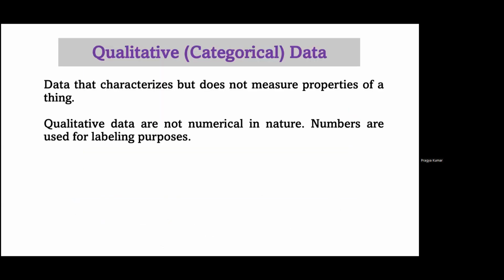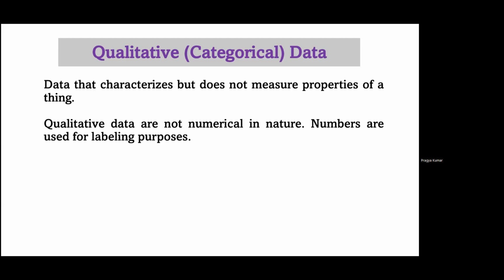So the data that characterizes but does not measure properties of a thing is known as qualitative or categorical data. Qualitative data are not numerical in nature, but we assign numbers to these data, and they are only for labeling purposes. Otherwise, they do not have an intuitive meaning. That's why when I posed that question in Excel, like age, gender, and blood pressure, many of you wrote correctly, but there were varying answers.